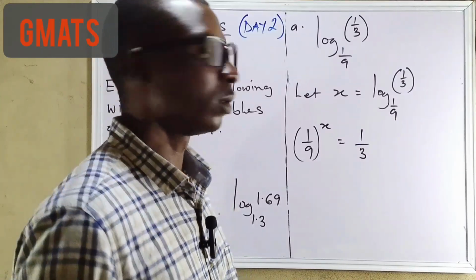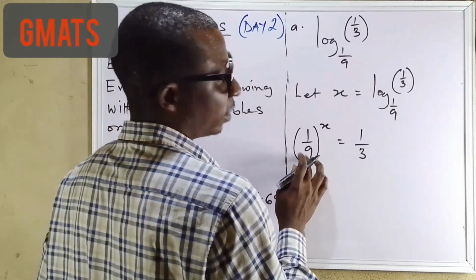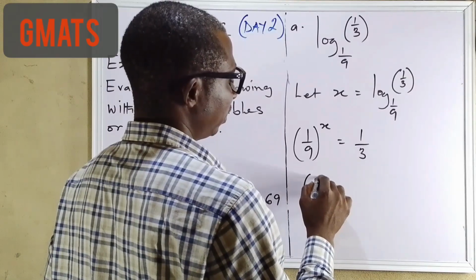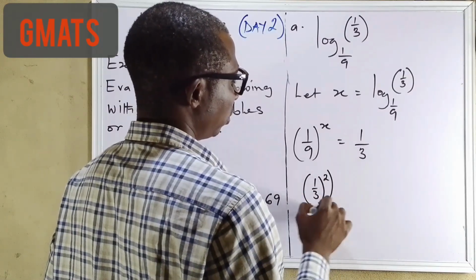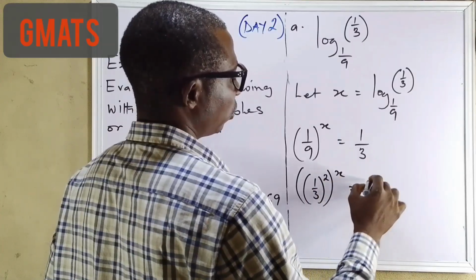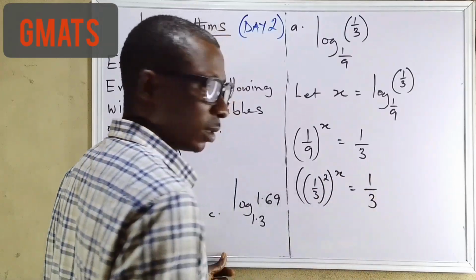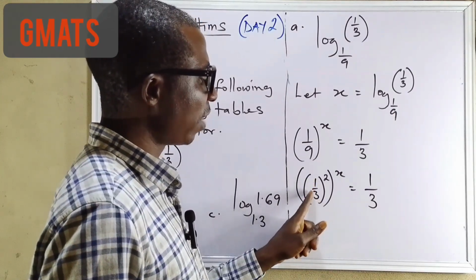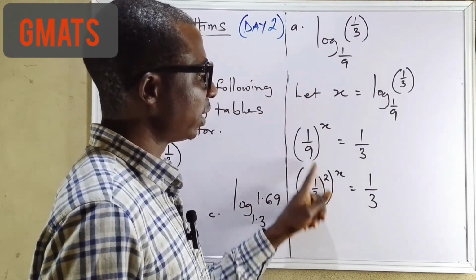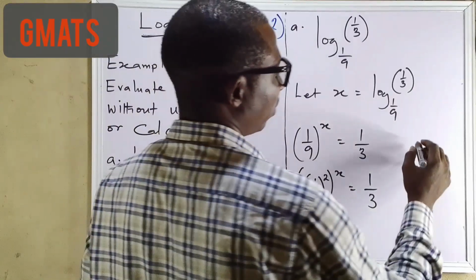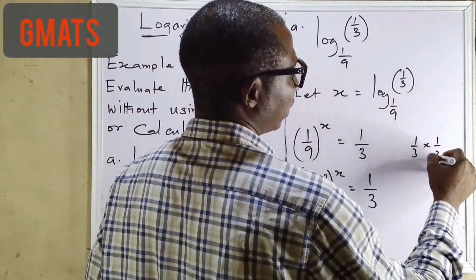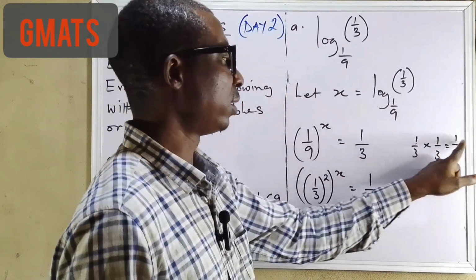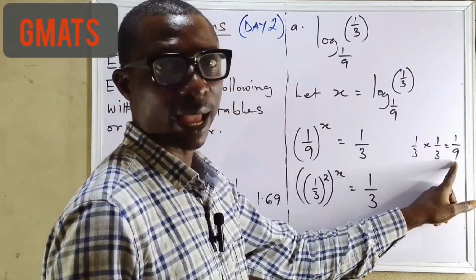Okay? So now this can be written as (1/3)^(2^x) = 1/3. Do you get that? Now look at it. (1/3)^2 is the same thing as 1/9, because when you have 1/3 times 1/3, that gives you 1/9. Do you get that now? 1 times 1 is 1, 3 times 3 is 9.